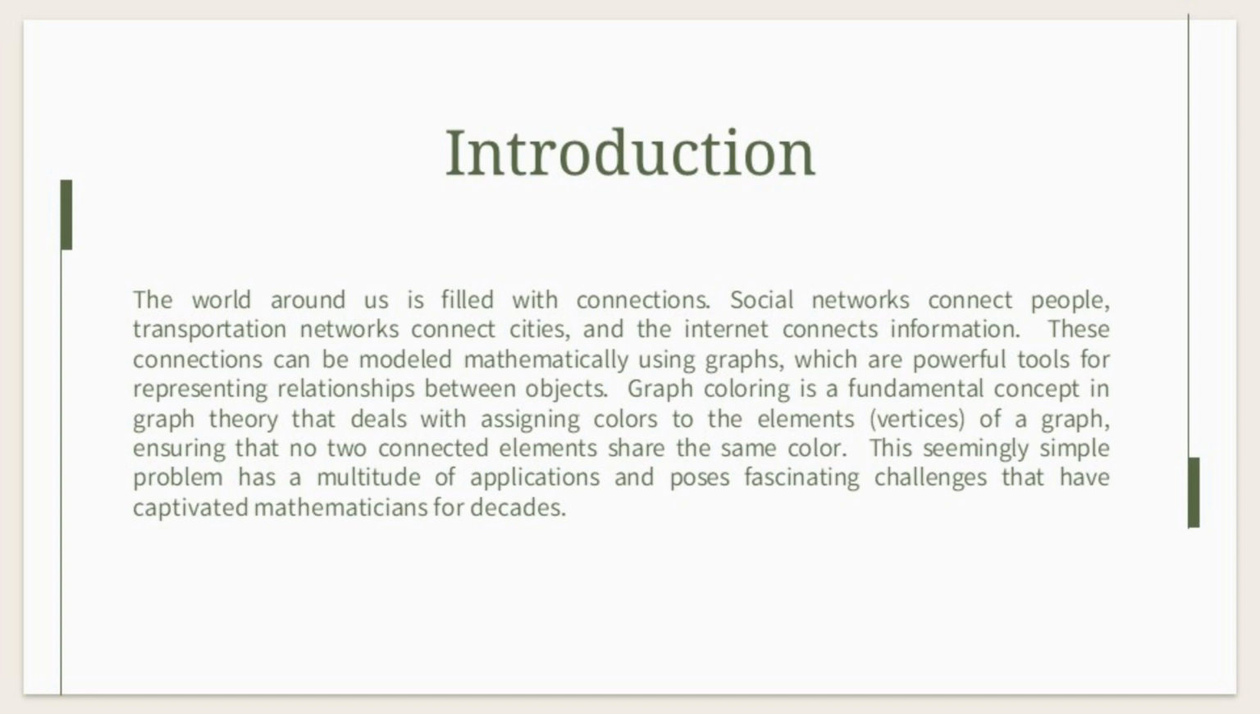Graph coloring is a fundamental concept in graph theory that deals with assigning colors to the elements, vertices, of a graph, ensuring that no two connected elements share the same color. This seemingly simple problem has a multitude of applications and poses fascinating challenges that have captivated mathematicians for decades.